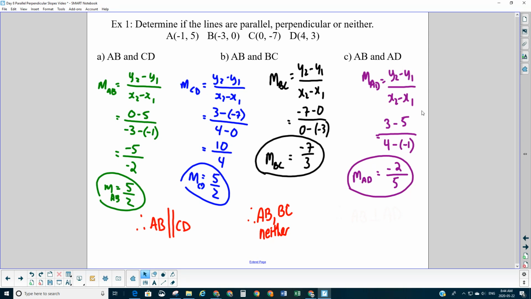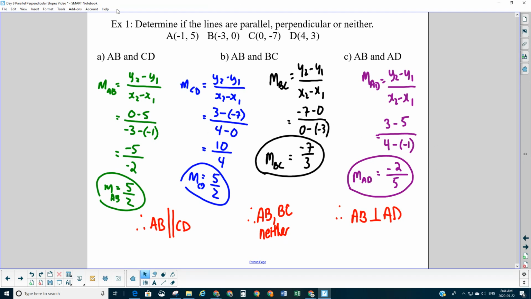Now, let's compare AD to AB. So we're going to compare it to the green one. Here we have negative 2 over 5, and originally the green one we had is 5 over 2. So those are reciprocals. So that's very valuable. And this one is positive and this one is negative. So they are negative reciprocals. And that is, of course, the definition that tells us these must be perpendicular.